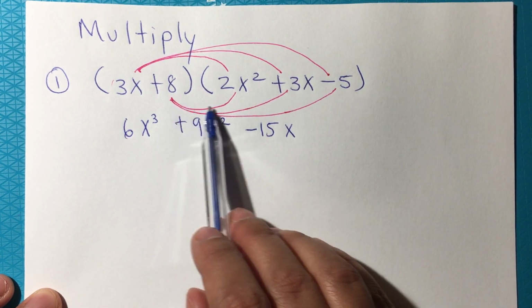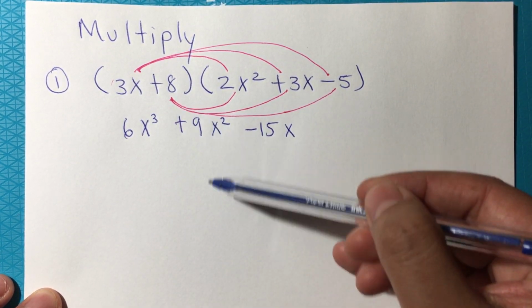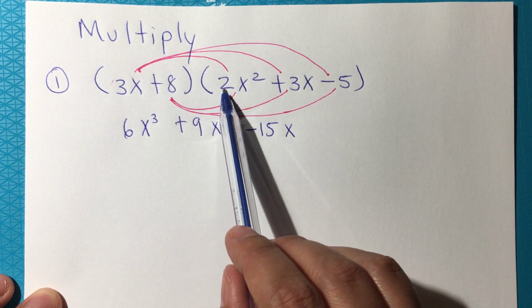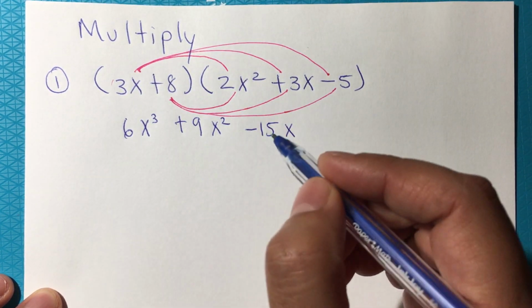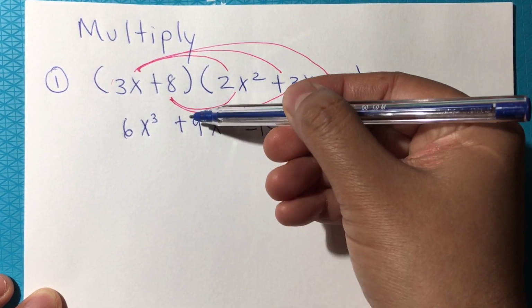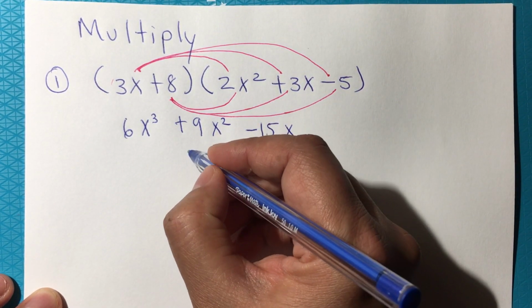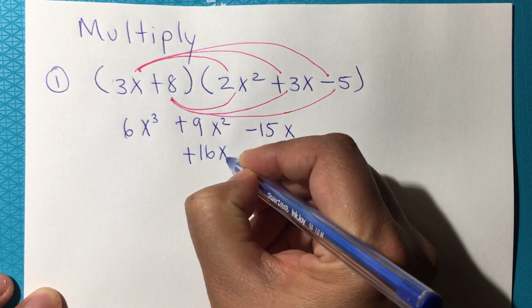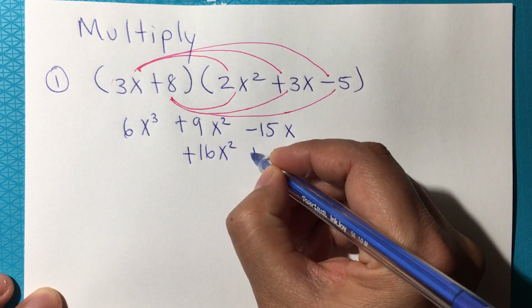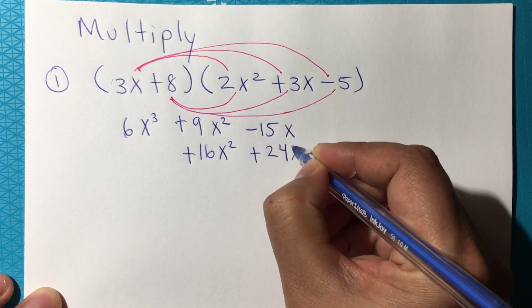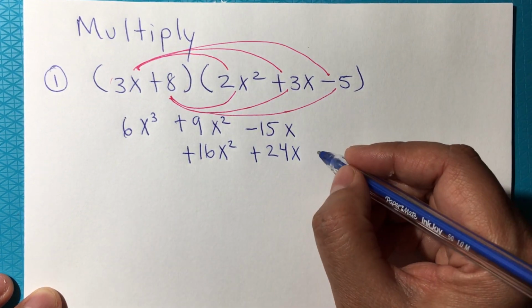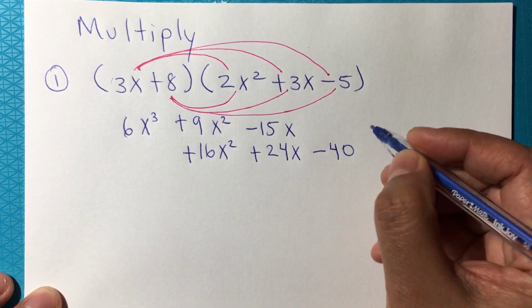And so for the next one, I'm going to arrange them in a column where they belong. For example, in here, 8 times 2x squared, that's going to be 16x squared. I noticed that this is the cubed, so I'm just going to arrange it right below that. So positive 16x squared. And then 8 times 3x, that will be positive 24x. So arrange it again with x. And 8 times negative 5 is negative 40.